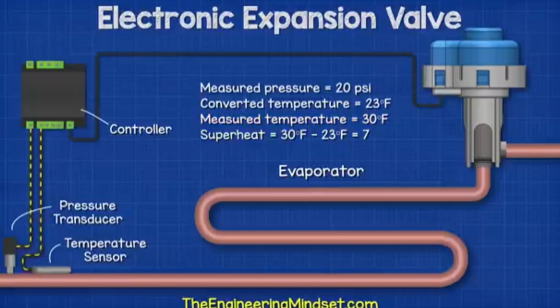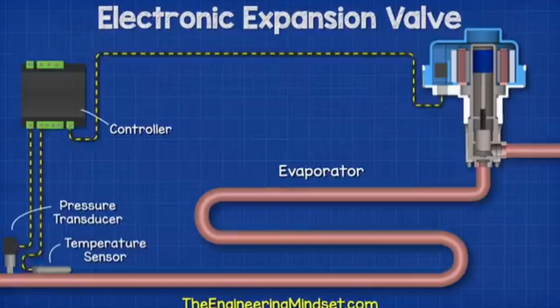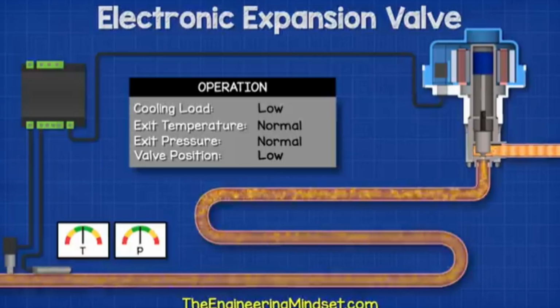The controller then decides if the valve should open further to allow more refrigerant or close slightly to reduce the amount entering. The controller then sends this signal to the expansion valve stepper motor to energize the coils and create the electromagnetic field. The permanent magnet's magnetic field will interact with this, which causes it to rotate either clockwise or counterclockwise depending on the signal being sent. The signal causes the valve to rotate a very small amount, which allows precise control and adjustment to the superheat.